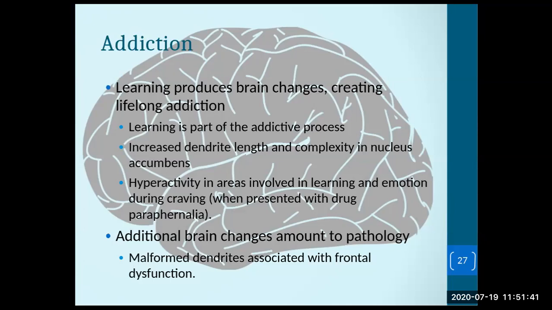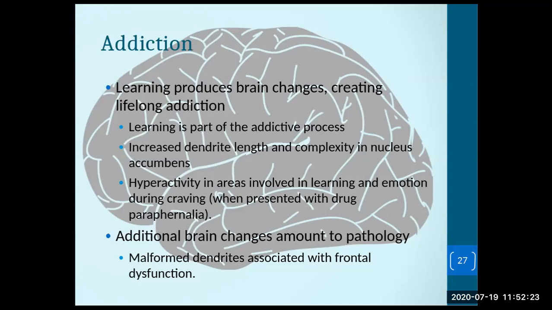Learning is a huge part of the addictive process. Again, errors in prediction, that's all learning. That's the dopamine spikes. What we see, and why we're able to see the increase in dopamine production, is increased dendrite lengths, increased dendrite complexity, so thickness, more connections in the nucleus accumbens. So it is basically anticipating more dopamine coming in. We see hyperactivity, so larger activity or more activity in the areas involved in learning and emotions when we're craving it. So dopamine is spiking when we're craving.